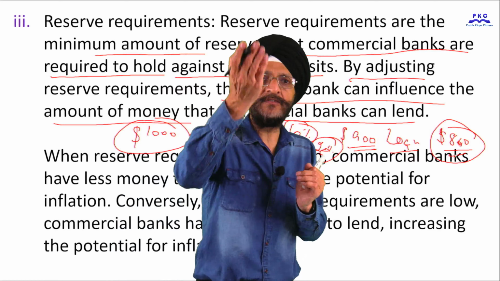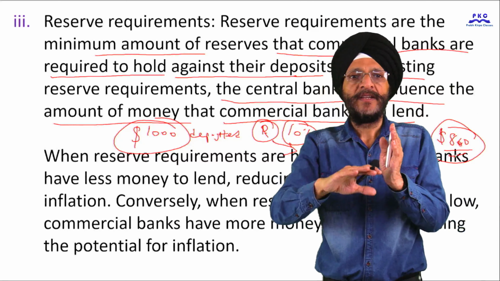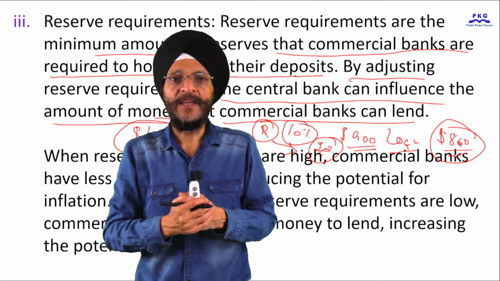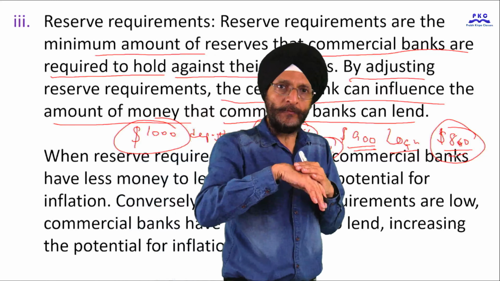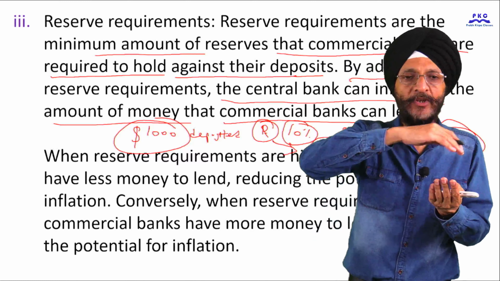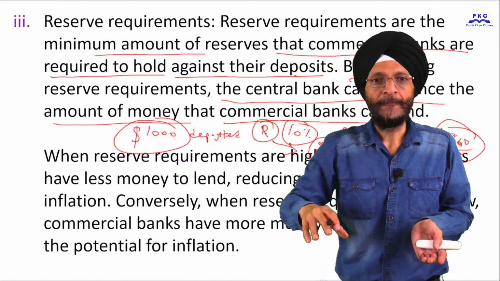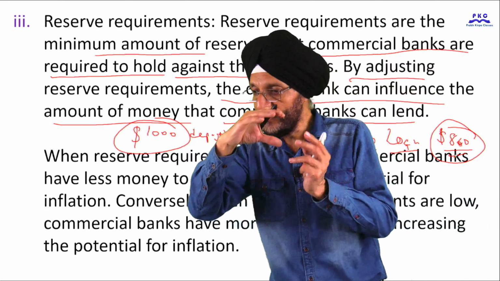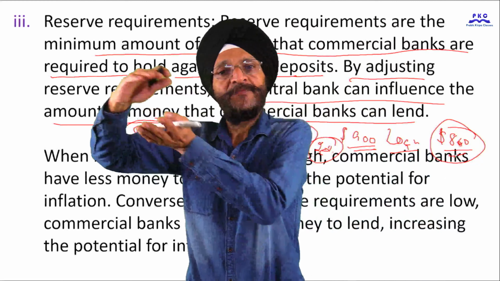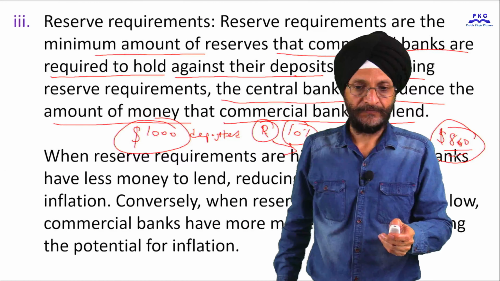So when the reserve requirement is high, commercial banks have less money to lend, reducing the potential for inflation. On the other hand, if the reserve requirements are low, commercial banks have more money to lend, increasing the potential for inflation, because more money will come into supply, more money will chase the same goods, and it will result in inflation.